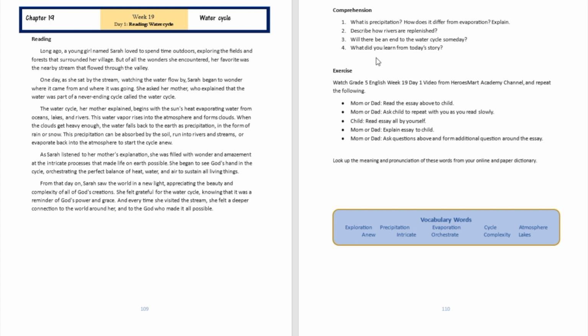Question number 3. Will there be an end to the water cycle someday? Well, at least not that we know of, because as long as the sun is still there and the oceans are there, the sun's going to heat up the water, the water's going to rise, clouds are going to form, and then precipitation will occur and evaporation will occur, and then the cycle starts all over again. So the simple answer is no, not that we know of.